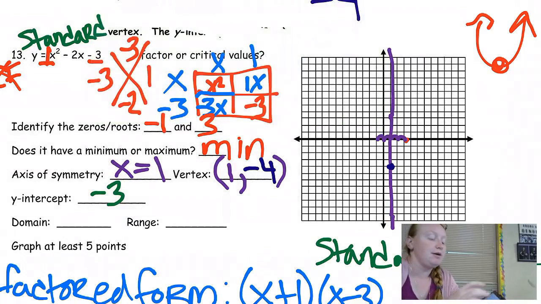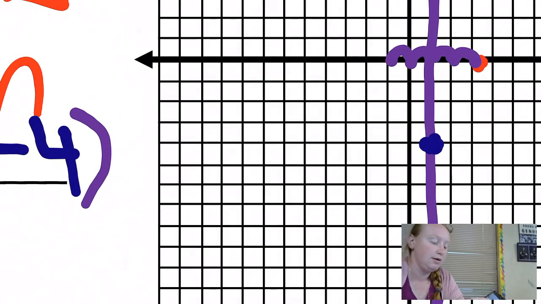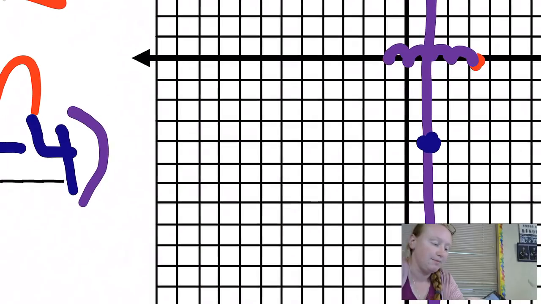What I haven't put on my graph yet that I already knew was my y-intercept. 1, 2, 3. So that now gives me 4 points. I need another one. That one comes from mirroring that over. So here are my 5 points, and I get my U shape.